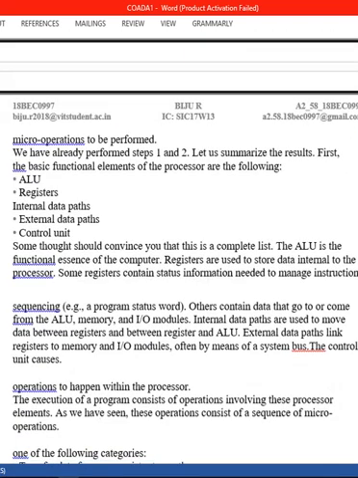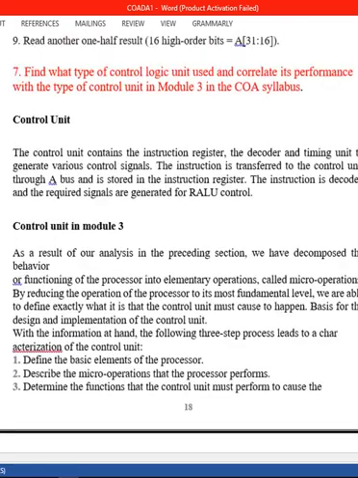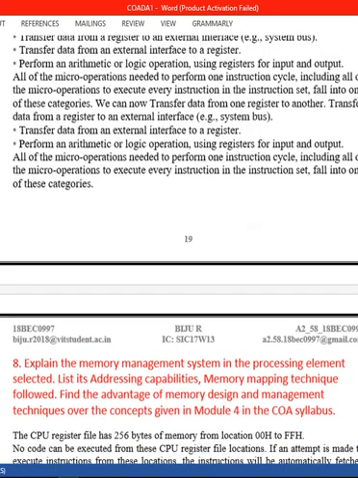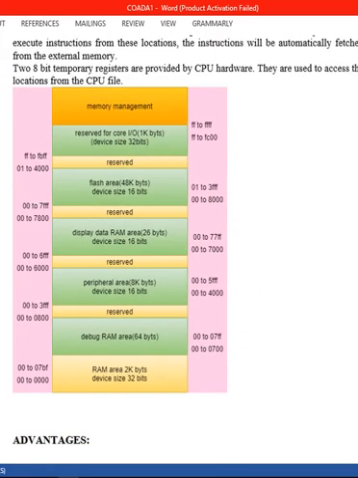And then some control units are available, like the arithmetic logic unit, internal data bus, external data bus, control unit, and sequencing, like the program status word, and the operation and data transfer from the external interface to registers. After that, the memory management system.